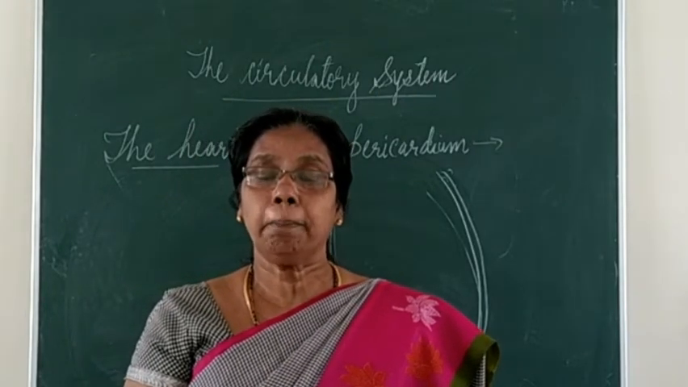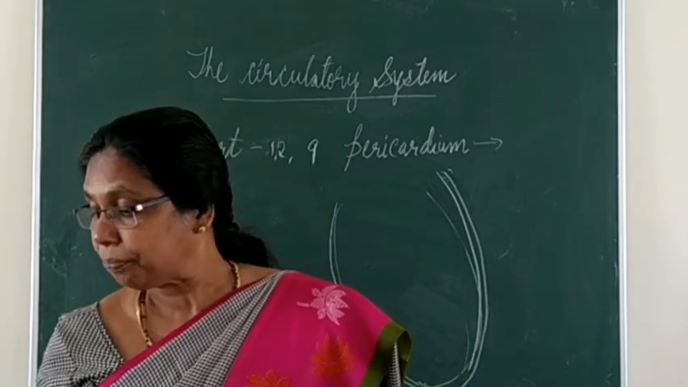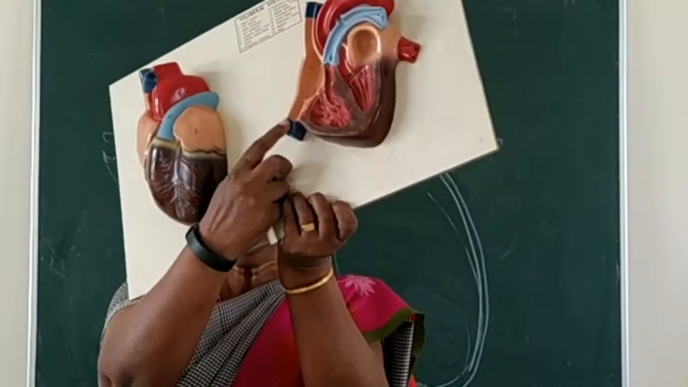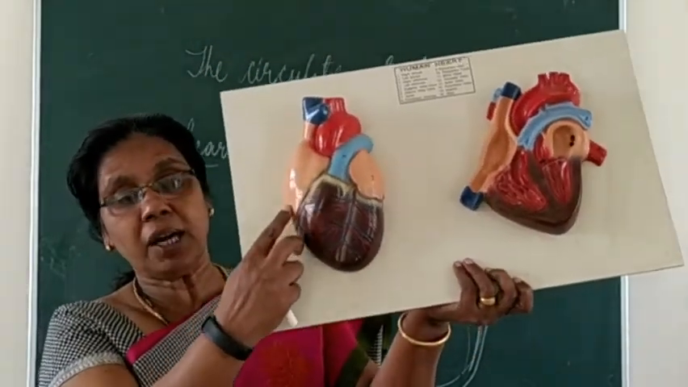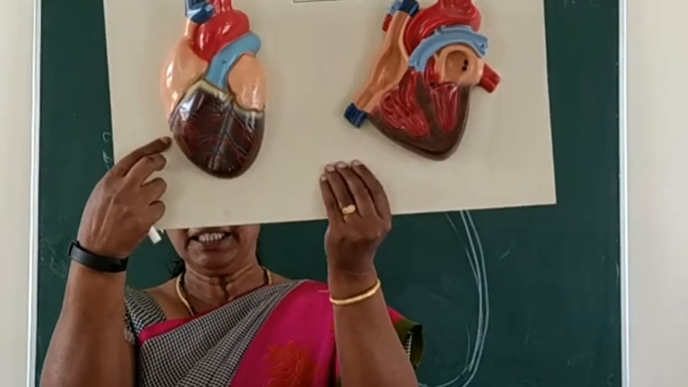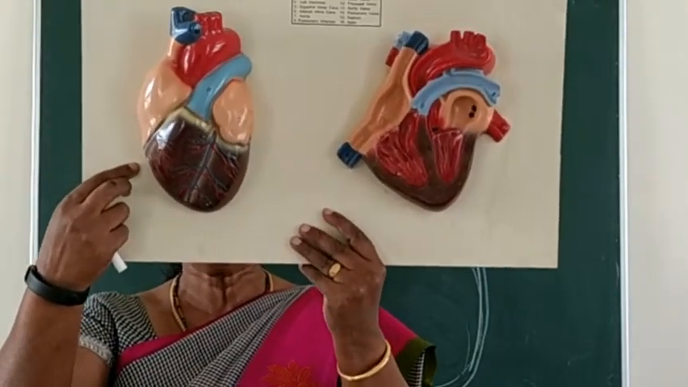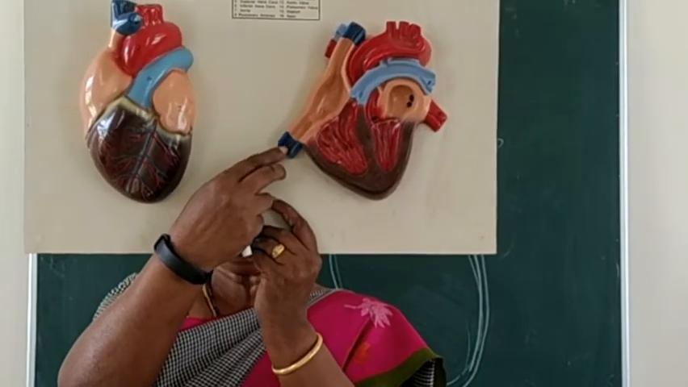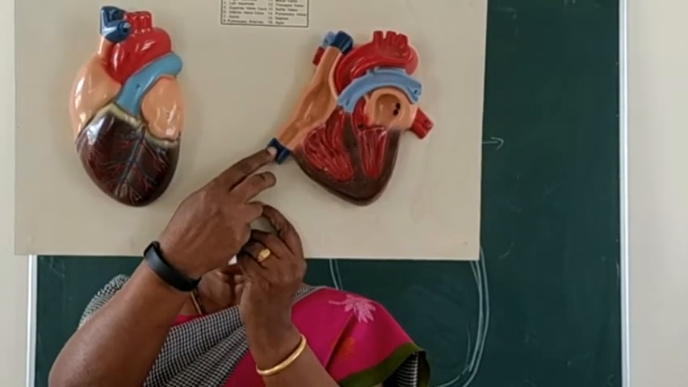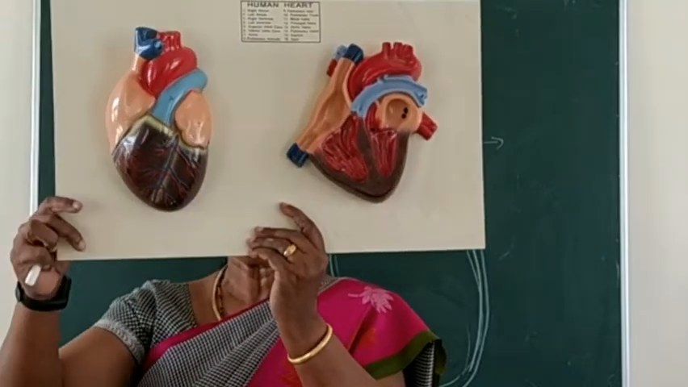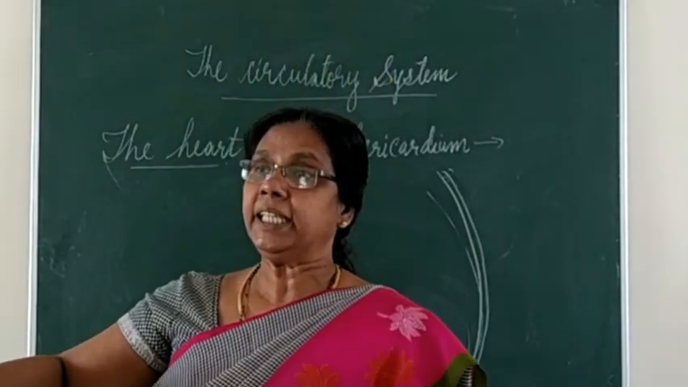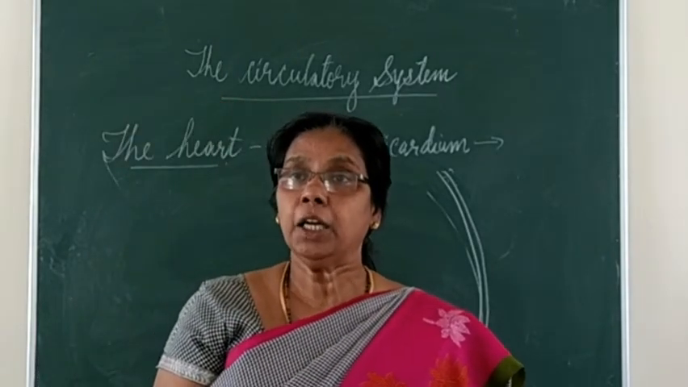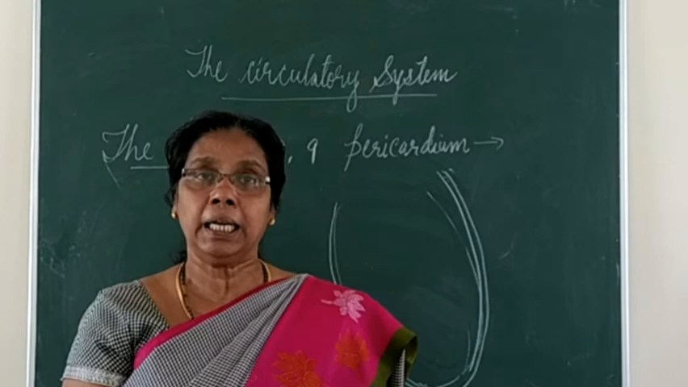Coming to the next one, the posterior vena cava. See here it has been shown clearly, this blue. In the first figure it is not shown, whereas here it is clearly shown, this blue colored one. That is called the posterior or inferior vena cava. It brings blood from the posterior or lower regions of the body, including abdomen and legs.